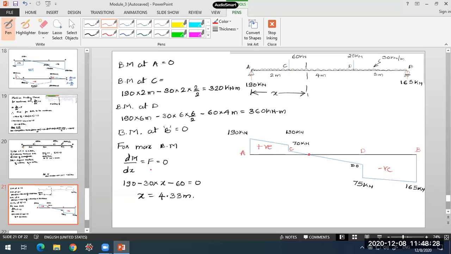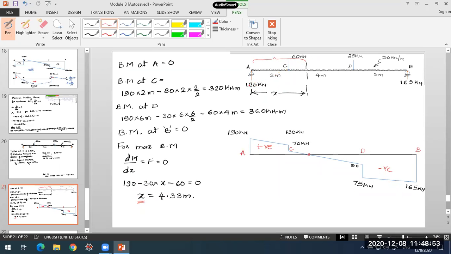Okay, so what I am doing here, I'm equating the shear force to zero to find out this point where my bending moment will be maximum. I took this section somewhere between C and D at a distance x from A. What all forces are coming to the left of this section? All these forces are taken here.